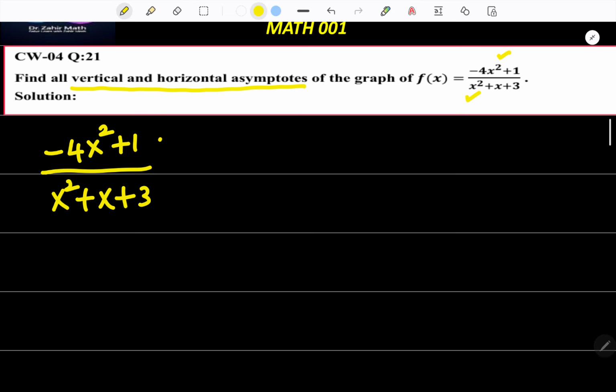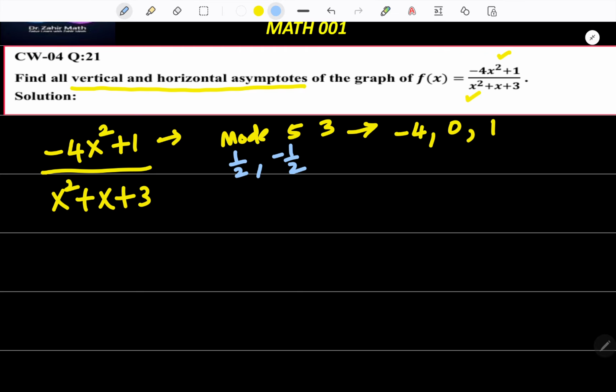Next, we go for the next question. Find the vertical and horizontal asymptotes. Just go to the calculator: mode 5 and then 3. Give the input A = -4, B = 0 and then 1. If you do it in the calculator, you will get the answer 1/2 and -1/2.